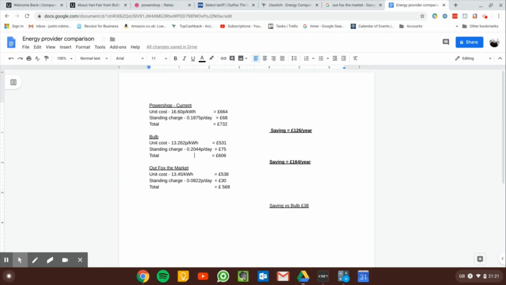However, if that offer disappeared, then Outfox the Market would actually be the cheapest one if their unit rates stay the same. Using the cashback site minimizes that, but again, cashback isn't guaranteed, does take a long time to come through, so I wouldn't count on this necessarily, but it's worth knowing. And yeah, that is the way to compare energy providers directly.